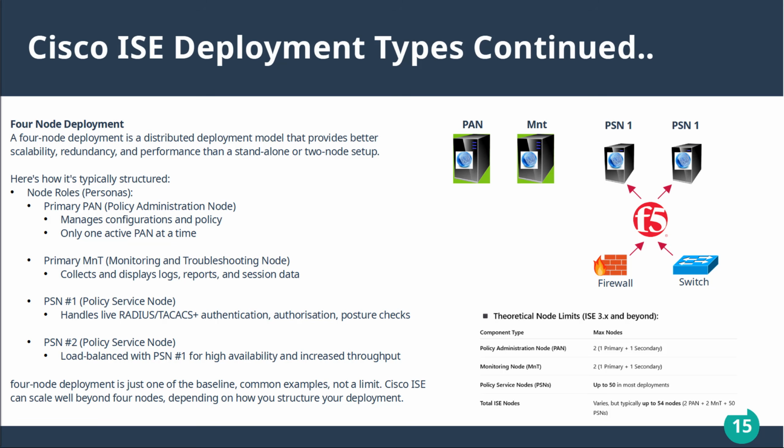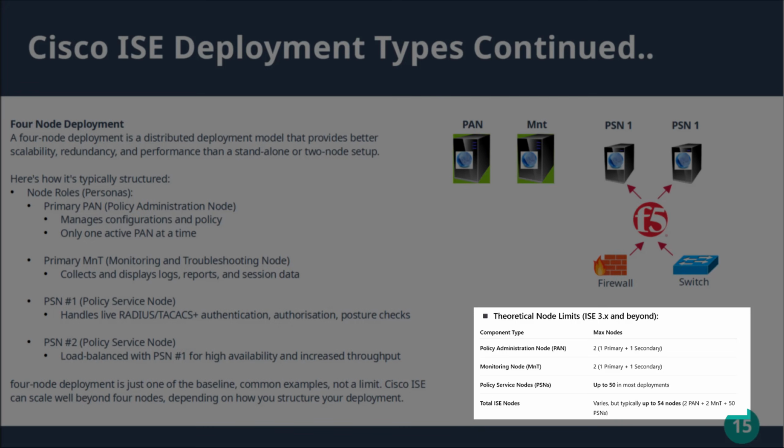And at the bottom we've got theoretical node limits. So we can see the limits. We can see here policy service nodes up to 50 in most deployments. Total ISE nodes varies, but typically up to 54 nodes: 2 PAN, 2 MNT and 50 PSNs. So it can scale really well.